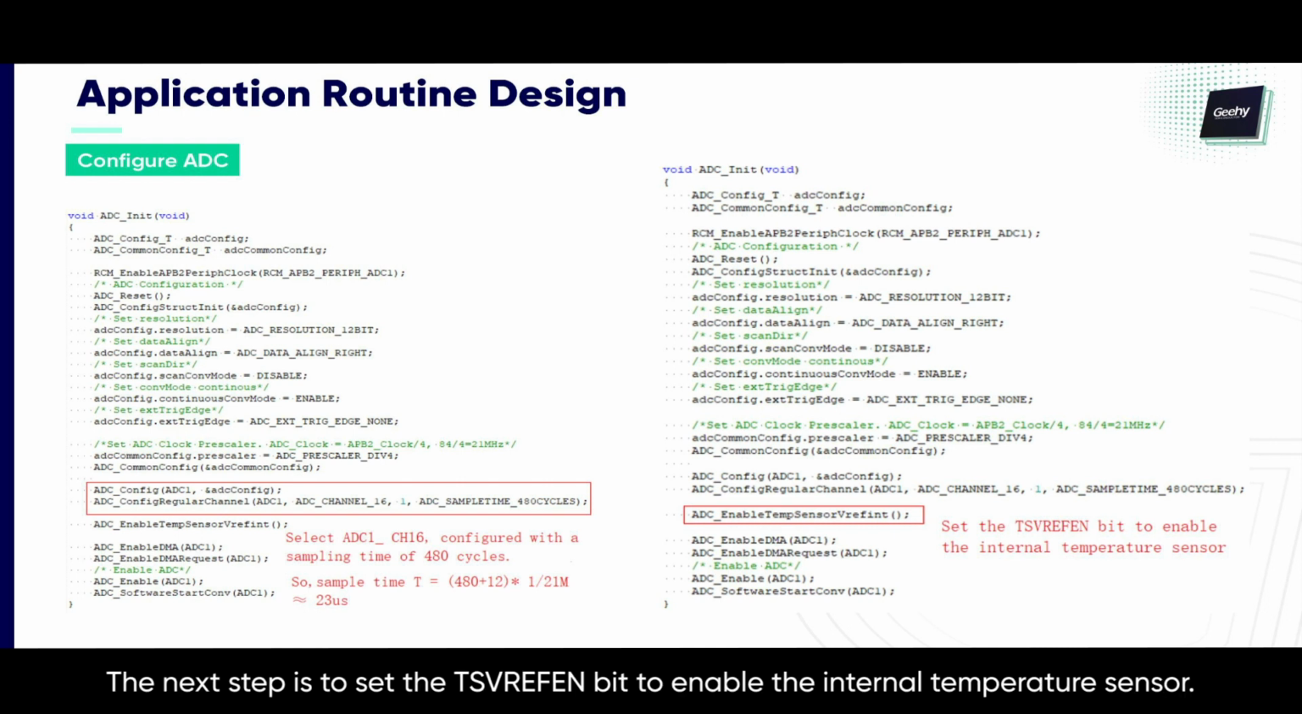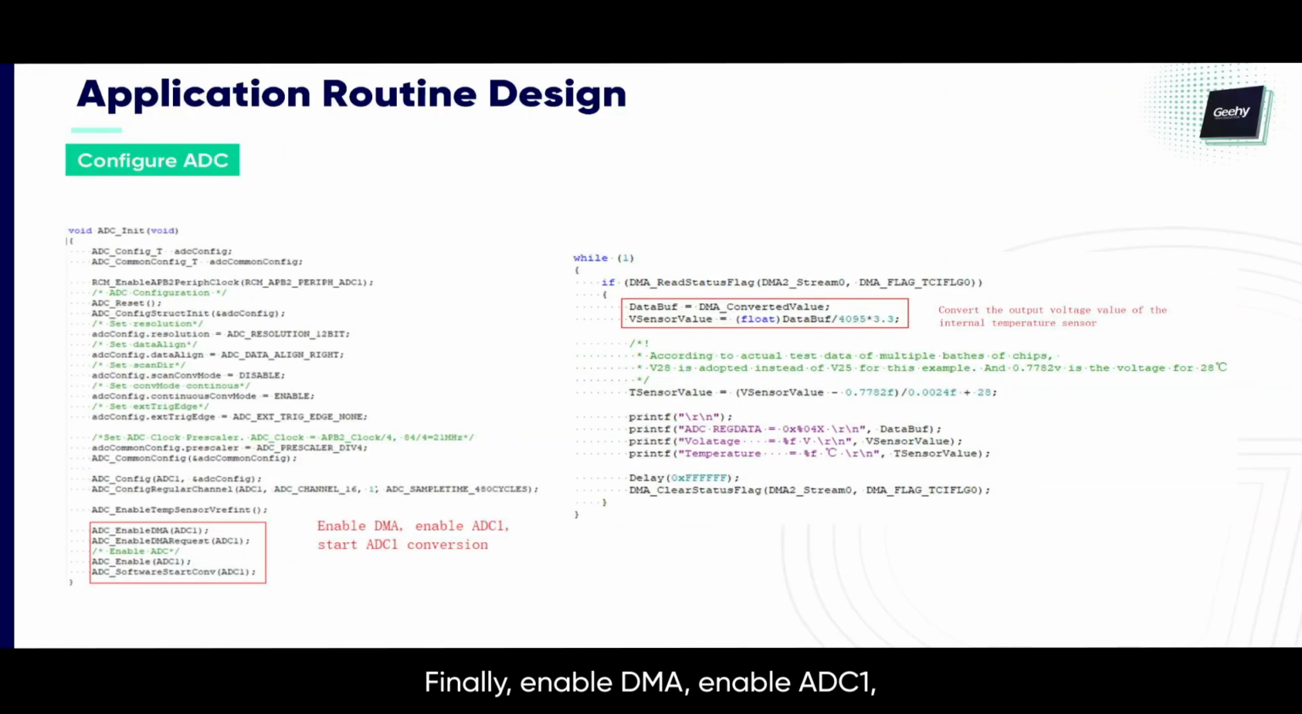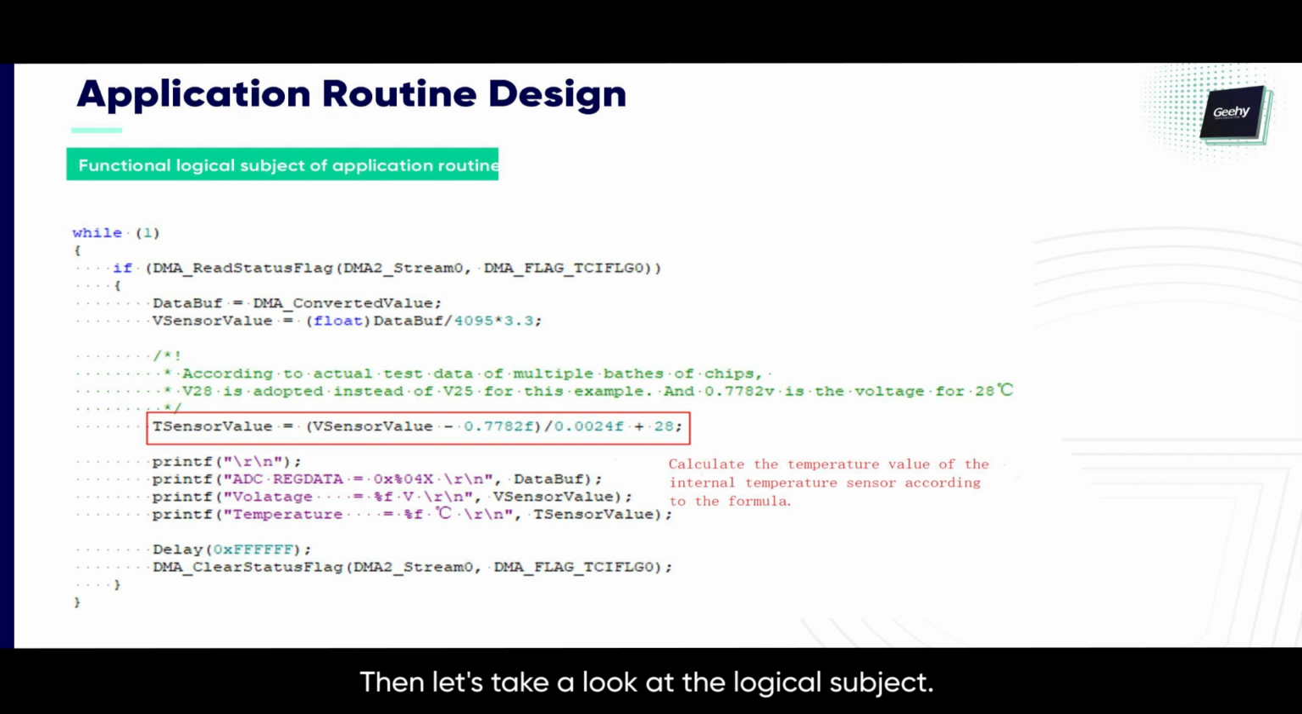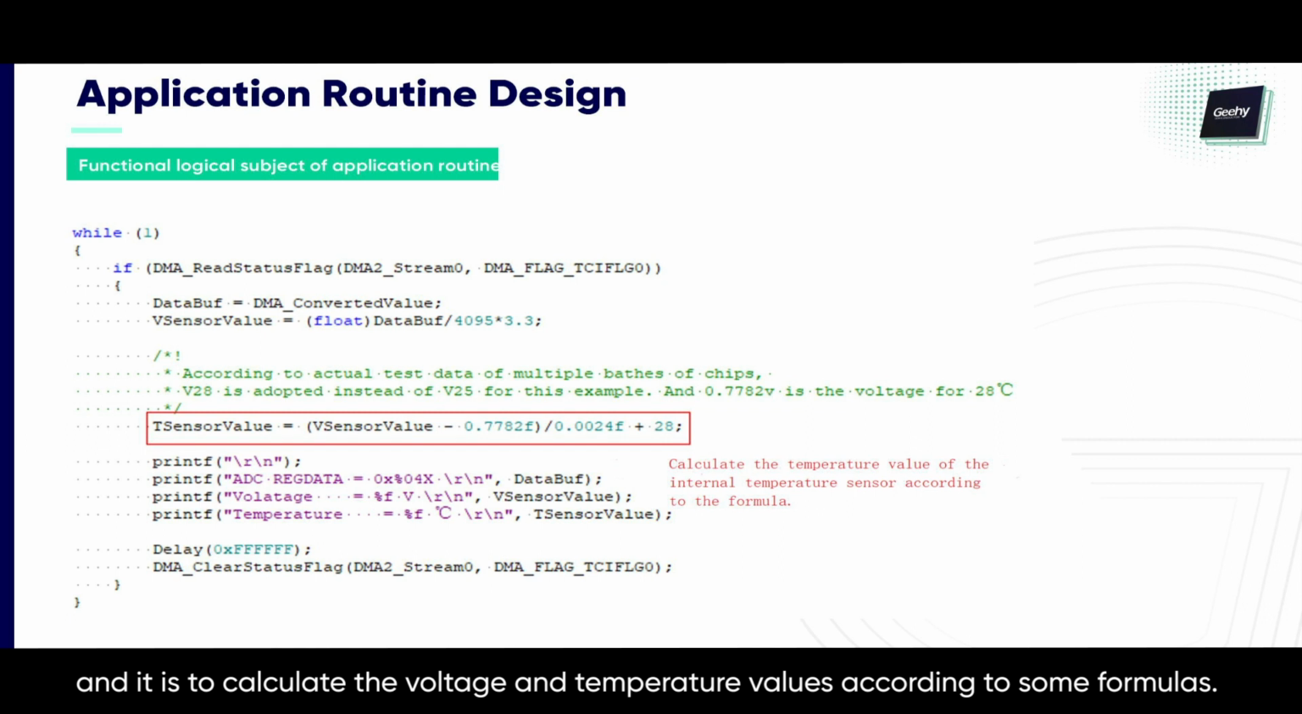The next step is to set the TSensor bit to enable the internal temperature sensor. Finally, enable DMA, enable ADC1, and then start the conversion of ADC1, and the ADC peripherals have been configured. Then let's take a look at the logical subject. The logical subject is simple, and it is to calculate the voltage and temperature values according to some formulas.